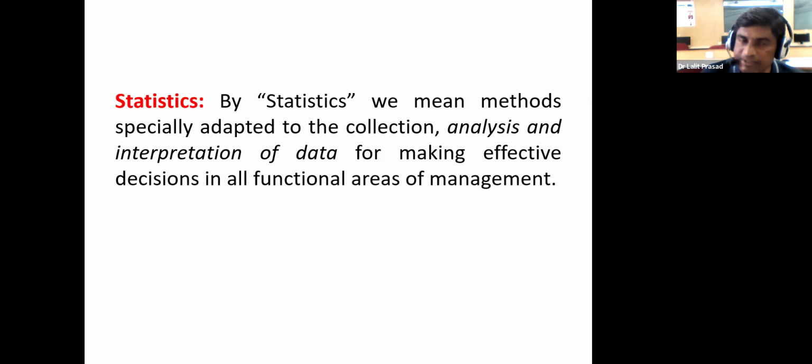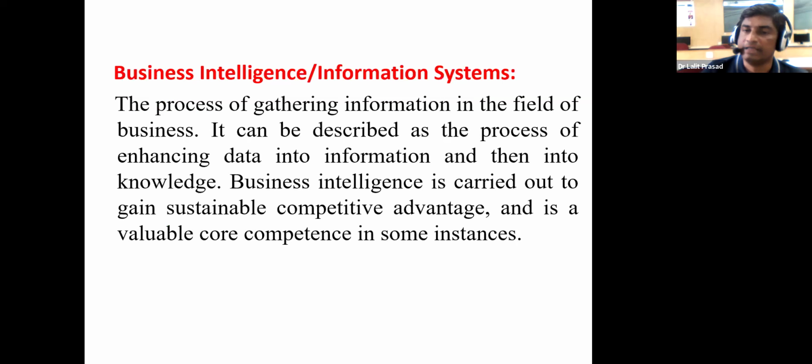So there is a use of statistics in analytics. Then business intelligence. It is the process of gathering information in the field of business. It will convert the data into information, then into knowledge. So what exactly are we doing in analytics? We want to take a decision. How can you take the decision?